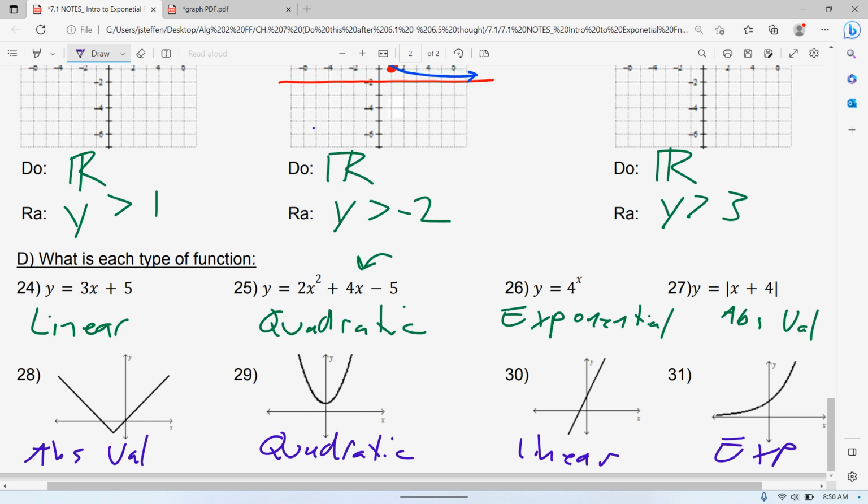On a test, I'll probably give you that as multiple choice. Again, you don't have to worry about, oh, what about a cubic? Or, oh, what about a square root? You don't have to worry about that. Those are the only four I'm going to use, and you will have essentially a word bank.